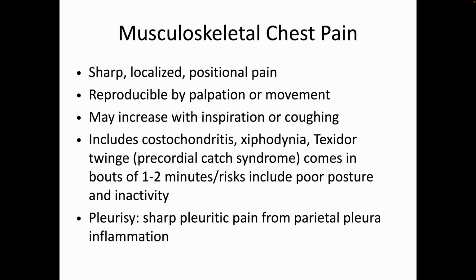And something called precordial catch syndrome, in which there happens to be impingement of the intercostal nerves. Not everyone knows why it happens. It occurs in bouts of 1 to 2 minutes each, and then they disappear, so it's reversible. Risk factors include poor posture and sedentary lifestyle. Pleurisy is another one, and it's due to pleuritic pain from inflammation of the parietal pleura.